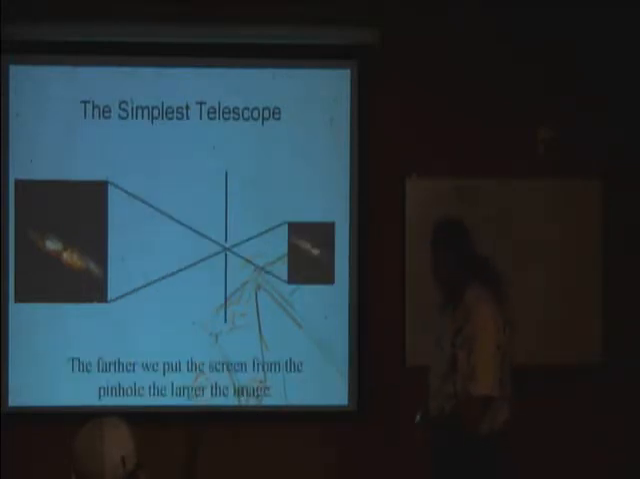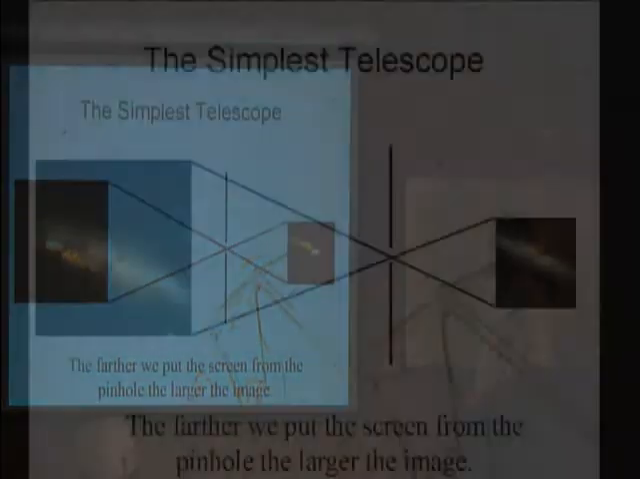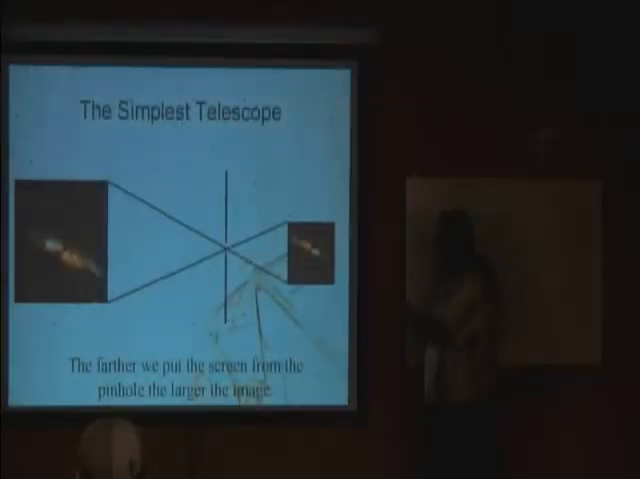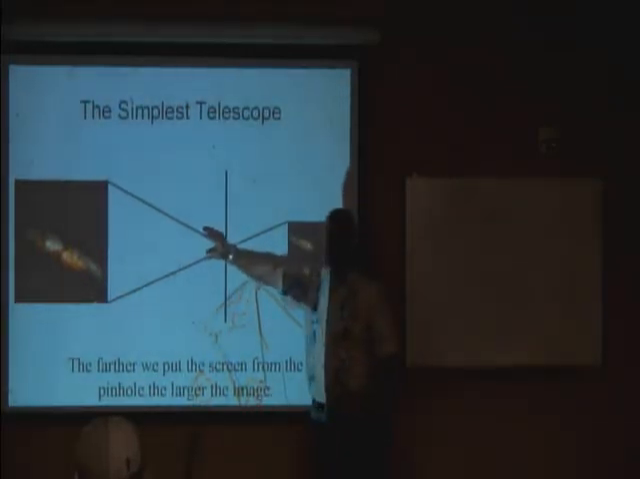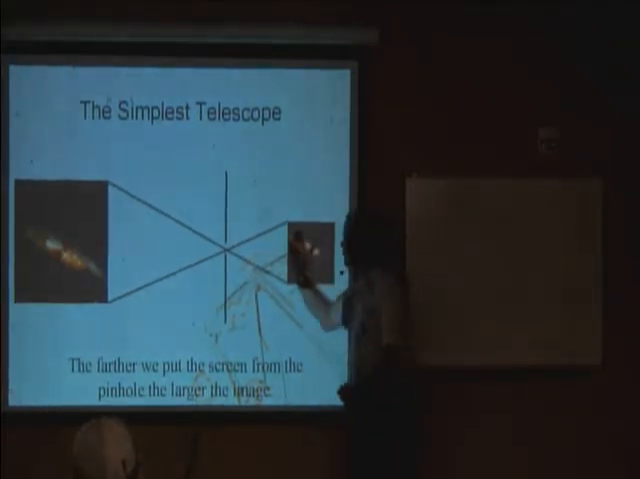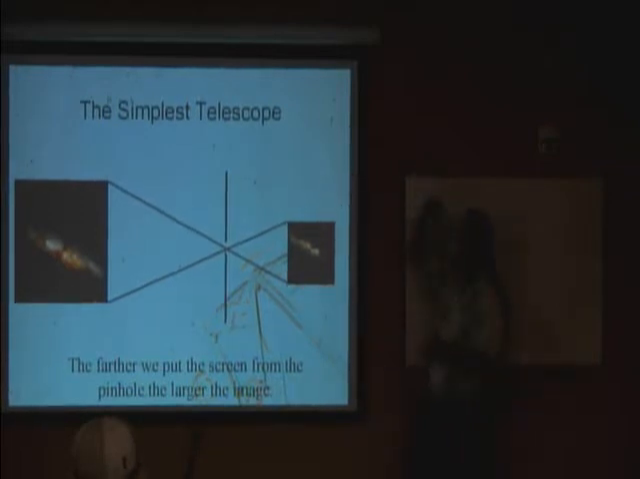But the problem is that it's very faint. The farther we put the screen from the pinhole, the larger the image gets. This is a very important point. Just from simple geometry, the farther this separation is, the larger this image gets, because the angle is defined by the image that you're projecting from the object. So this angle is preserved, and you can move the screen back. As you move the screen back, it gets larger and larger and fainter and fainter.